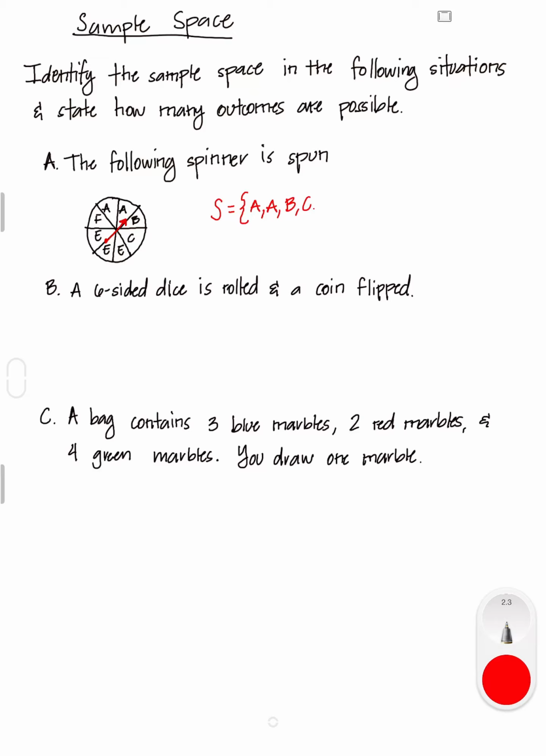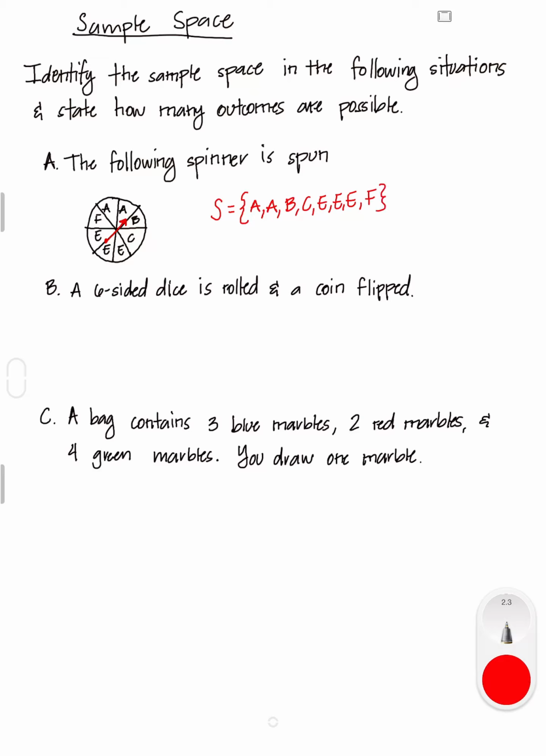So I'm seeing that we have 2 A's, so we have 1 A, 2 A's. Notice how even though it's the same letter, because A shows up twice on the spinner, you have to write both A's, even though it will be the same result. There's still two different A's right there. So we need to write down both of them on the sample space. Then we have a B, we have C, we have an E, and another E, and then an F.